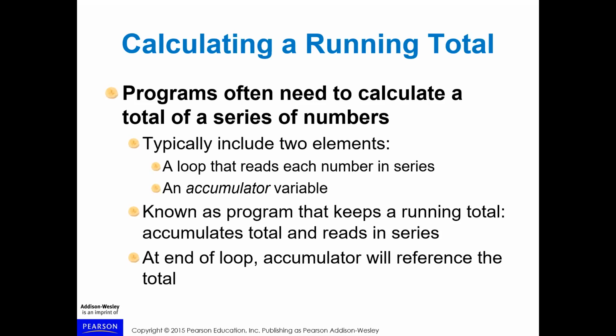So we can see here, programs often need to calculate a total of a series of numbers. They typically include two elements: a loop that reads each number in the series, and a variable that we call the accumulator. Now the fact that it's called the accumulator does not mean that it's some special type of variable in the system. It's just any kind of variable. Because of what it does, you call it an accumulator. So, usually there's two words we kind of semantically use. They don't really exist in the language, but you just give them that name usually, and pretty much everybody knows what they are.